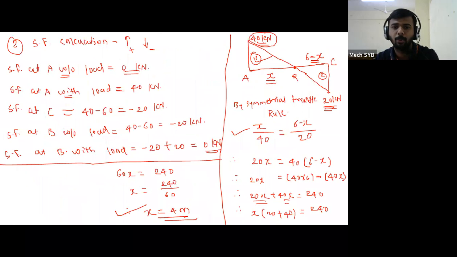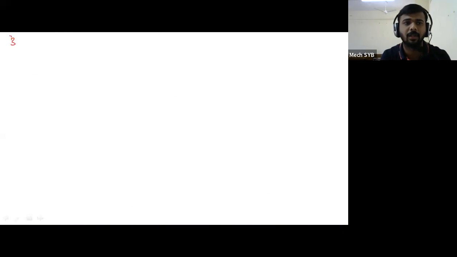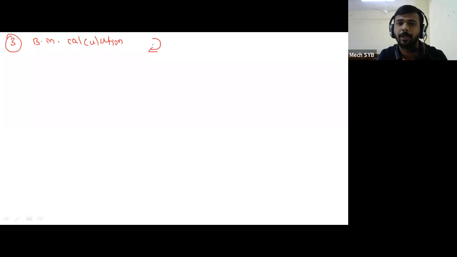Okay, now go for the BM calculation. Third, BM calculation. Clockwise moment positive, anti-clockwise moment negative. So BM at A, what is the value? Bending moment at point A.